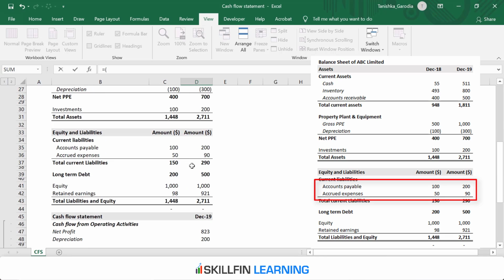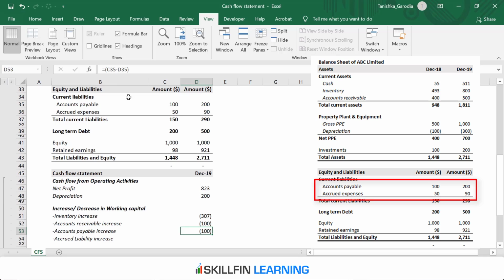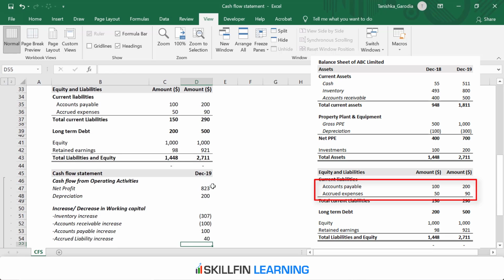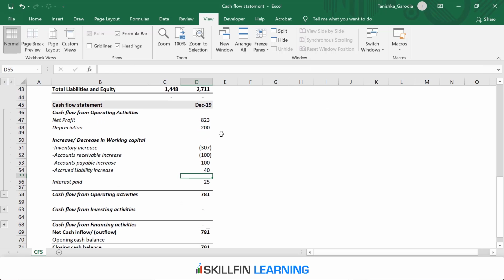So accounts payable increases from 100 to 200. So we have negative 100, so we'll put a negative sign to make it positive. And similarly, the accrued expenses have also increased, so we will put a negative sign and then 50 minus 90, so we get a positive 40. So when we do all these adjustments, we get the cash flows from operating activities, which is 781 for ABC Limited.